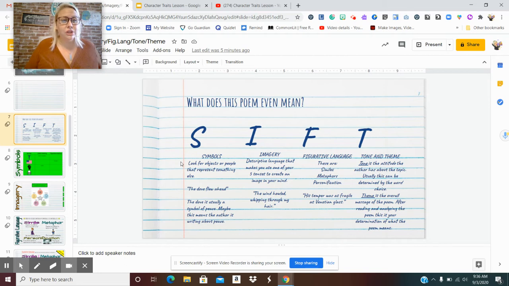After you've done that, you're going to use something called the SIFT method. So, the SIFT method is how we are going to analyze poetry. And each letter in the word SIFT stands for a different part of the poem that I want you to analyze. So let's start with the S.